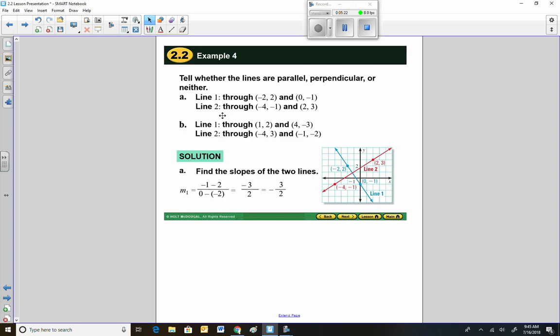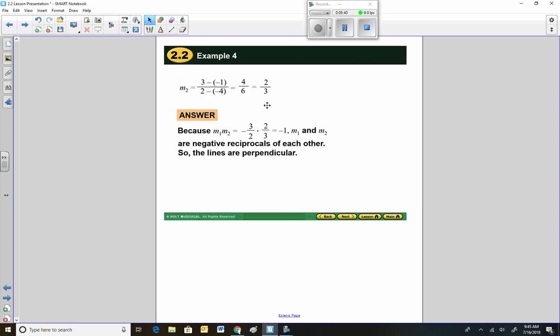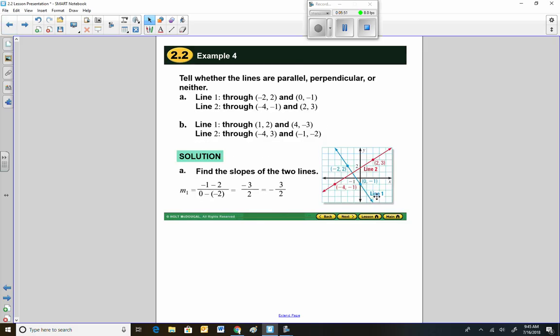Here's an example of line 1, line 2. Here's the point for line 1, point for line 2. And so we take a look, and we find the slopes of the two lines. So let's find the slope of line 1, and it's negative 3 over 2. And as we continue, we get the other slope is 2 over 3. They're exactly opposite of each other. So since they're opposite of each other, called negative reciprocal, it is going to be perpendicular. So as you look over here, you notice these two lines are perpendicular to each other.